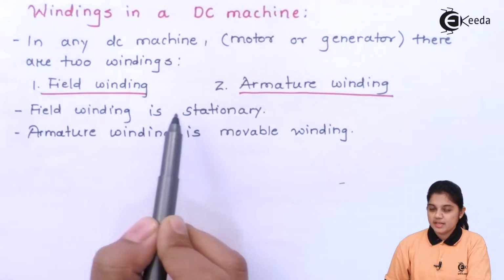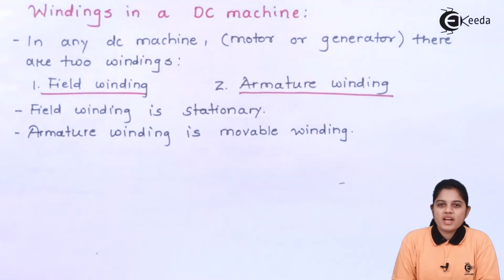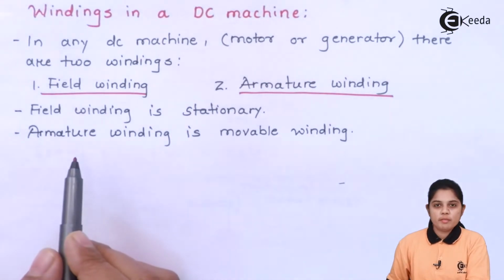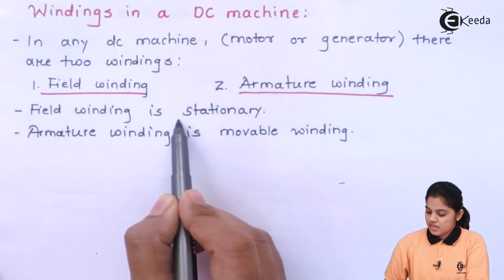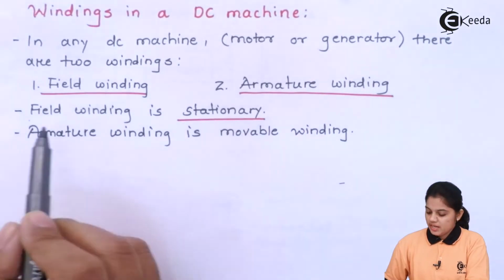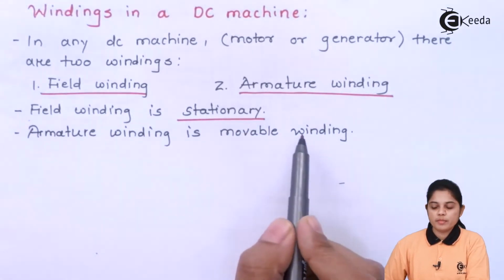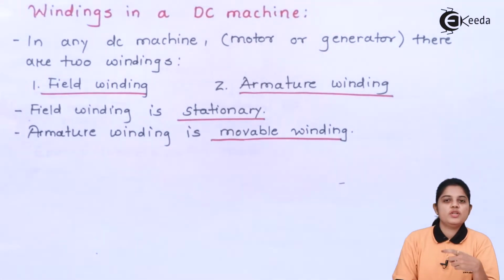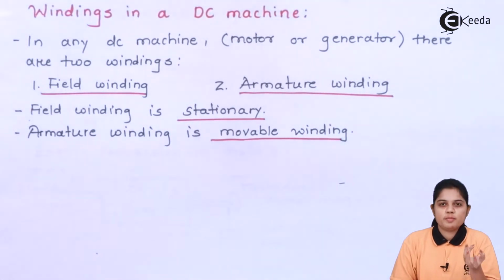Now the field winding is stationary. We have two windings in a DC machine, whether it is a DC motor or a DC generator. The field winding is constant, a fixed winding, whereas the armature winding is always the movable winding. So the field winding is stationary, it does not rotate, and the armature winding is a movable winding. It will move and generate the speed and torque required as per the application.